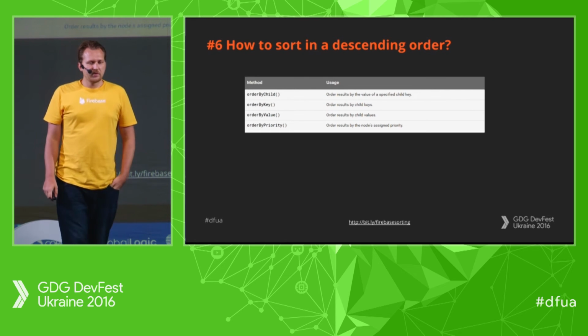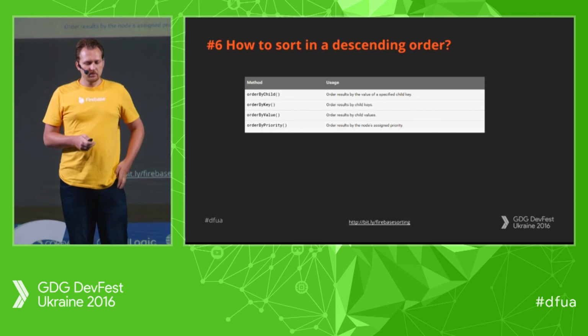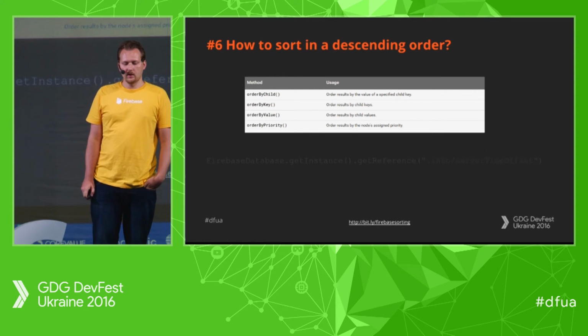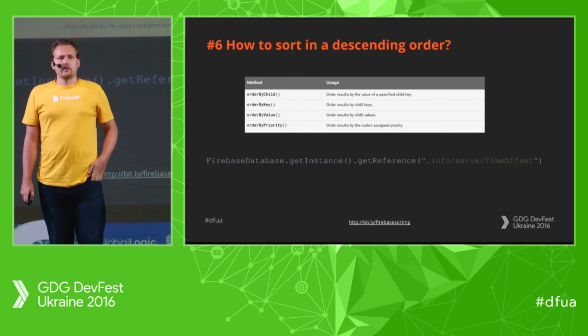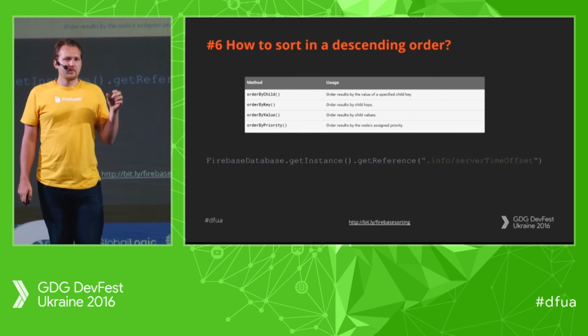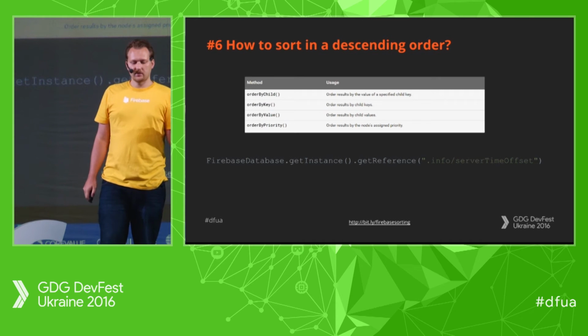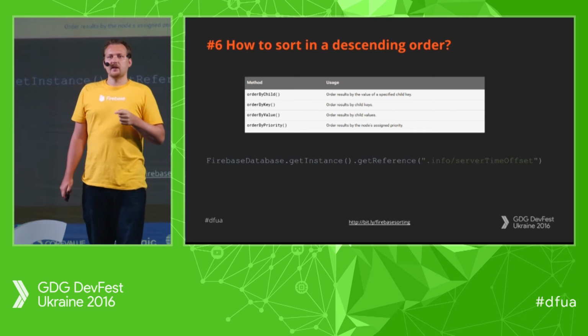So you have some different options, like order by child in your Firebase or by value. And so we thought that we have to create something like a negative timestamp. We create a negative server timestamp, we put it into Firebase as a child, and then we order by this child. So how to create this negative timestamp?